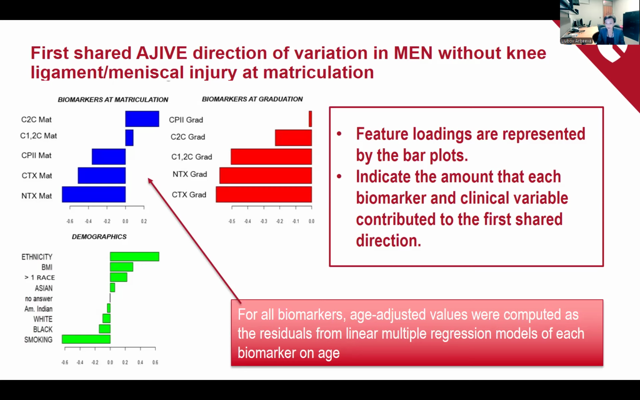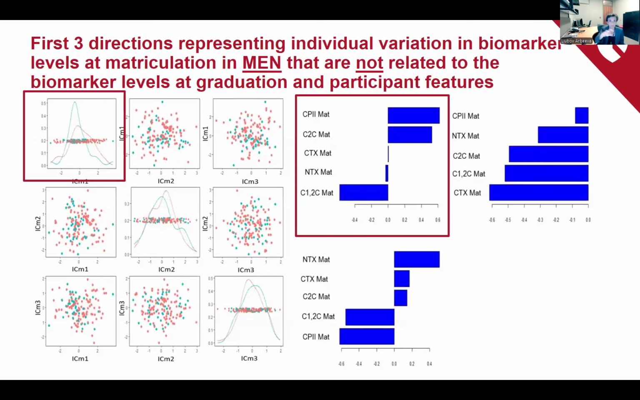So this single shared direction of variation described by lower levels of cartilage synthesis and bone turnover, and clinically by higher BMI, less smoking, and Hispanic ethnicity was consistent with known associations of joint metabolism biomarkers with age and smoking. So this is to answer the first research question. So now I will move to the second one, the individual variation in a matriculation block. So we found 3 directions representing individual variation in biomarker levels at matriculation.